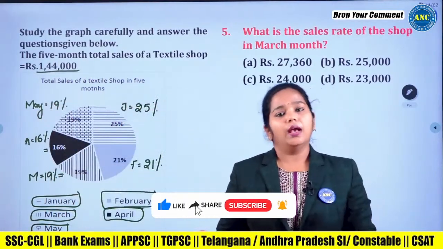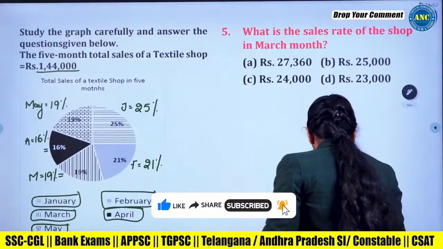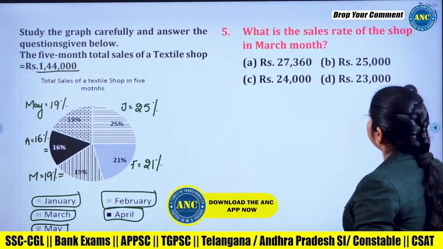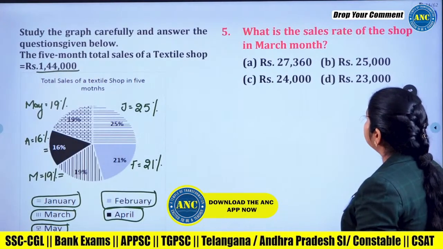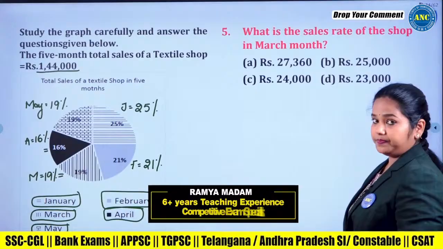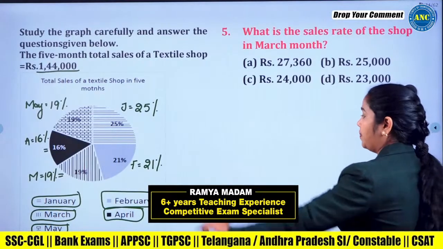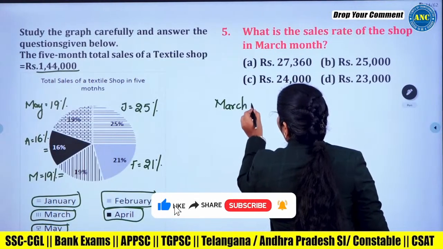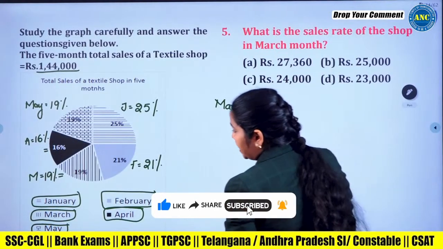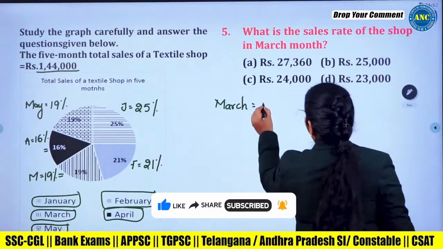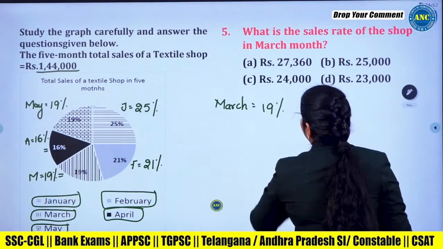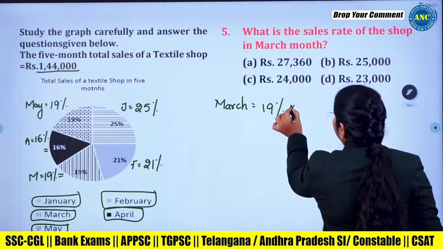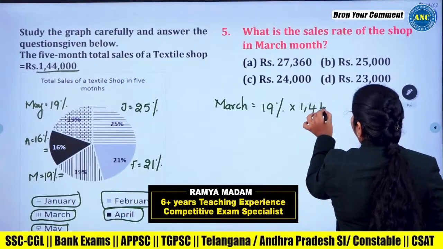Clear? Now, going into the question. Question number 5. See the question. What is the sales rate of the shop in March month? Sales rate of the shop in which month? March month. So what is the percentage in March month? In March month it is 19%. 19% of total sales. So 19% of 1,44,000.